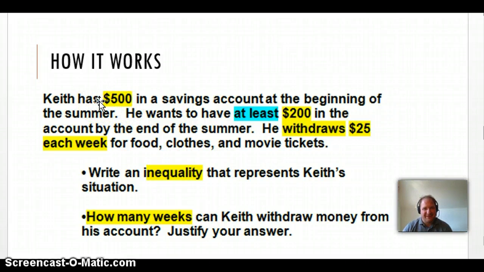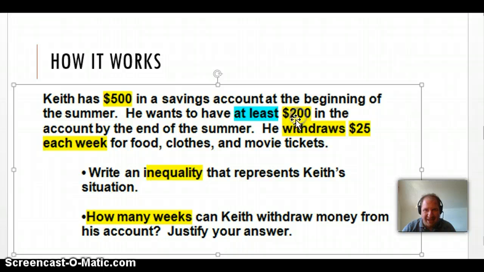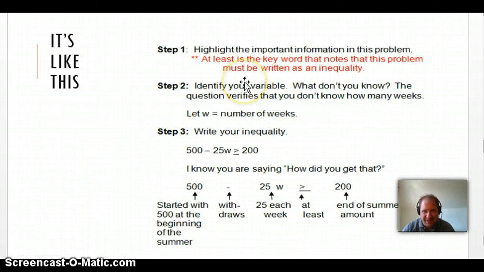So here we have an example. Keith has $500 in a savings account. He wants to have at least $200 in the account. He withdraws $25 each week for food. So you see how I highlighted all the important terms. The 500, at least. So this is going to be division. You have to figure out how many weeks. So how many weeks can he go and leave at least 200? Well, a little subtraction. We'll go over that one in the live class, or we can go over it here.